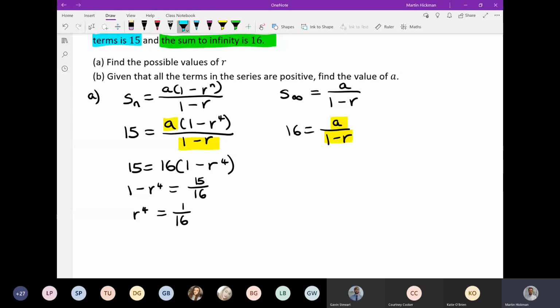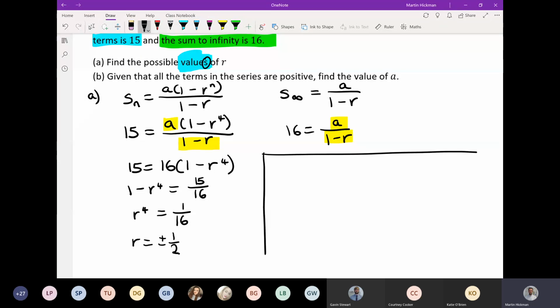Another giveaway is that we're looking at values of r, the key letter there being that s, meaning we've got more than one to find. So we could have positive a half, and we could also have negative a half as well. Okay, those are two possible solutions to this. So plus and minus a half there.